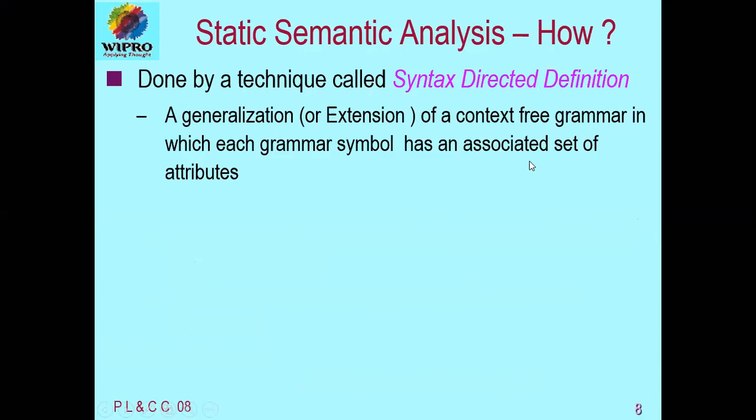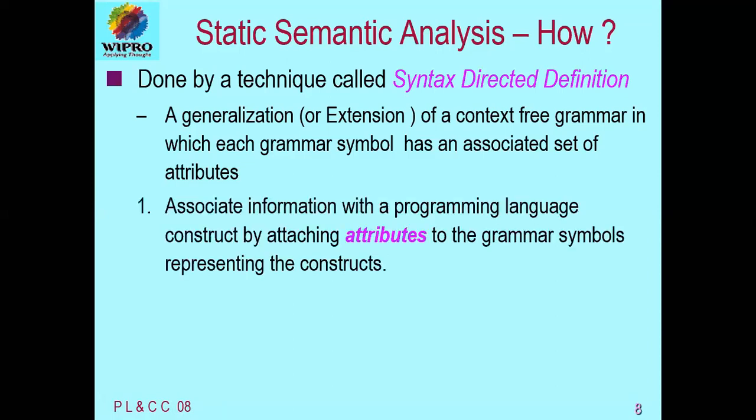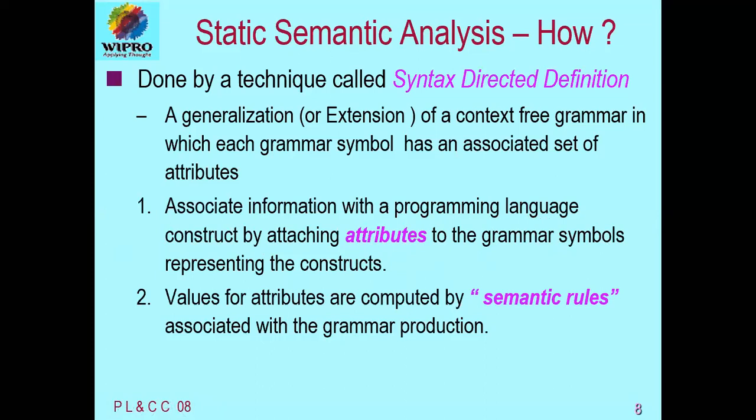Each grammar symbol has an associated set of attributes. That's what I told. Your semantic analyzer should retrieve the attributes from your symbol table attached to all the grammar symbols, that means all the user-defined symbols, and evaluate the attributes. Associate with a programming language construct by attaching the attributes to the grammar symbols. All these grammar symbols are your context, whatever symbols you see in your context-free grammars. And these attributes are evaluated by using semantic rules.